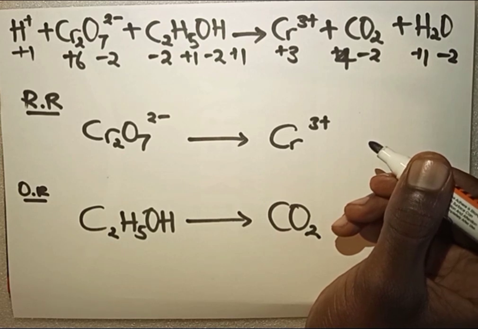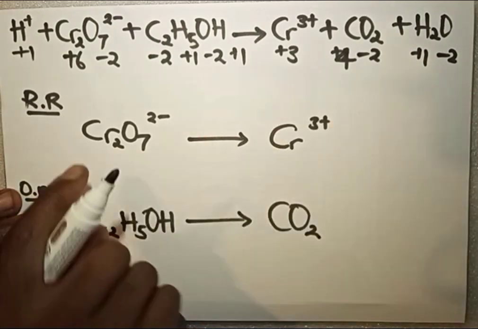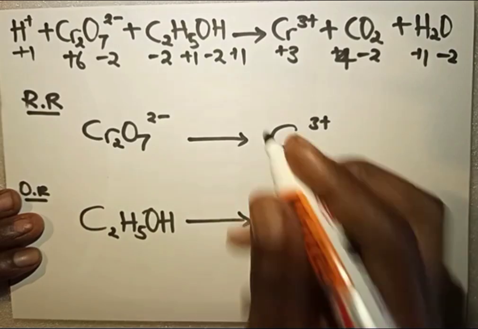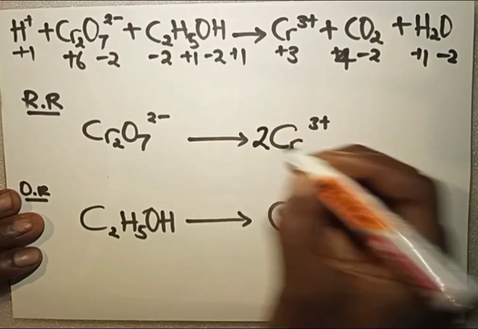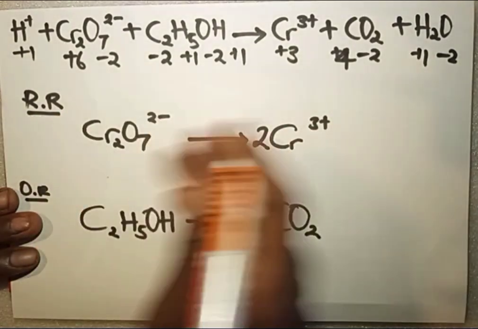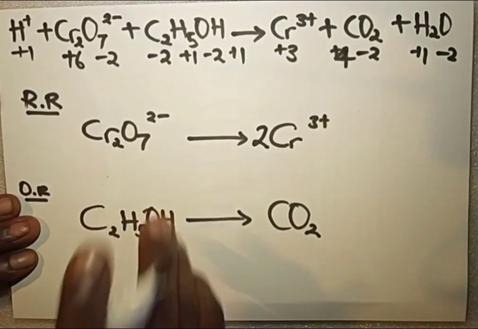Balance for each half reaction, balance the elements. How many chromium are we having here? We have 2. This side 1, so we're going to put a 2 here. It is balanced. Remember, we're told except oxygen and hydrogen. We'll go to the next one.